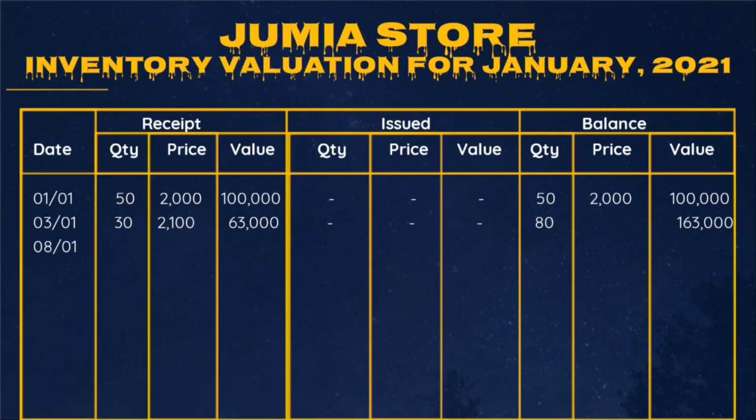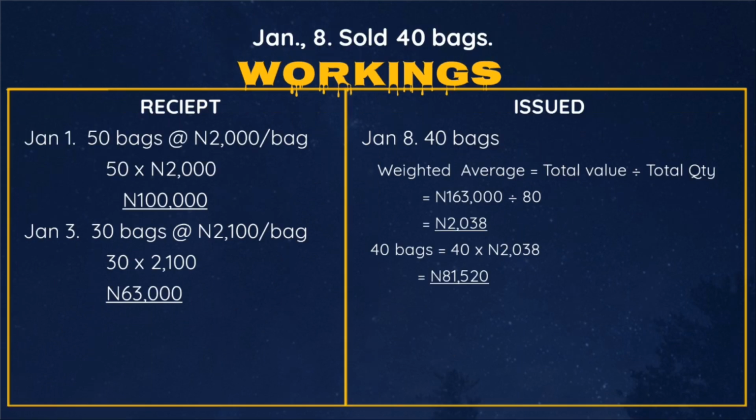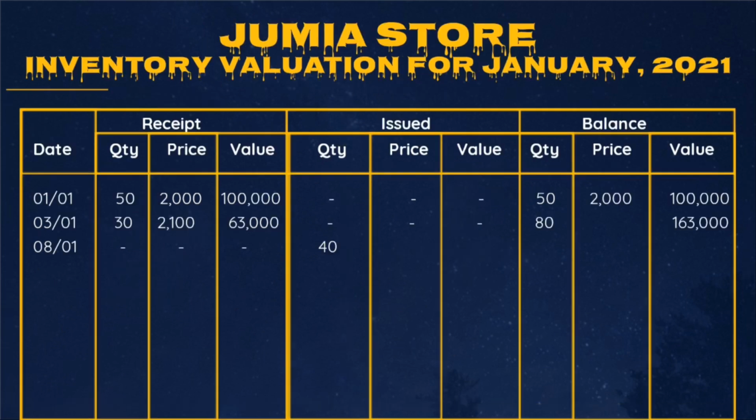So let's go back to our stock account. Date January 8, that is 0801. The receipt, since we are issuing, is going to be dash dash dash. Now the issue. What is the quantity? That's 40 bags, and the price is 2,038, while the value is 81,520. So the quantity is 40, the price 2,038, while the value is 81,520.